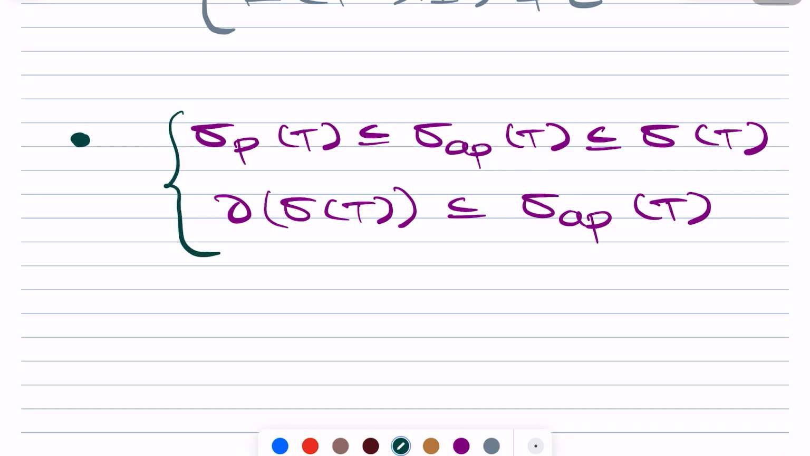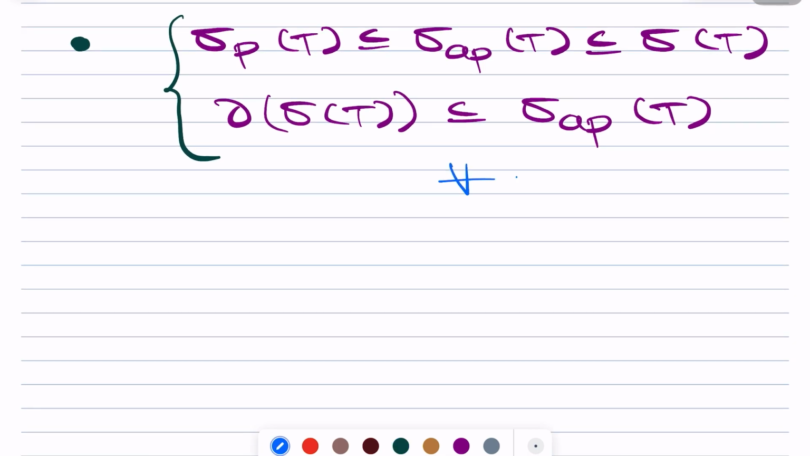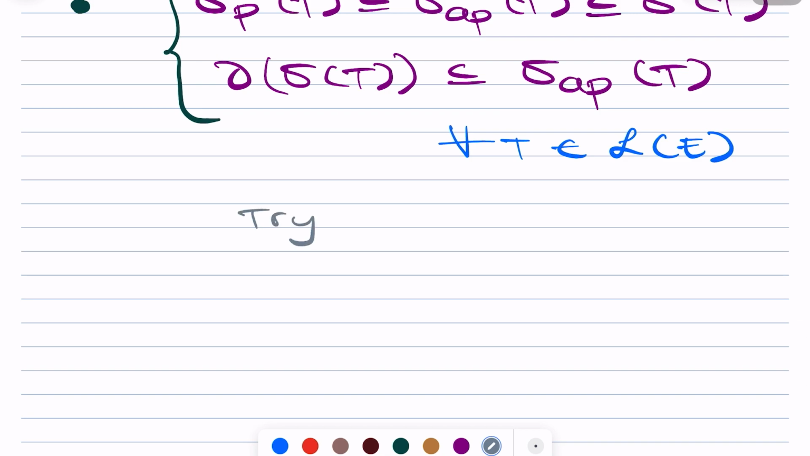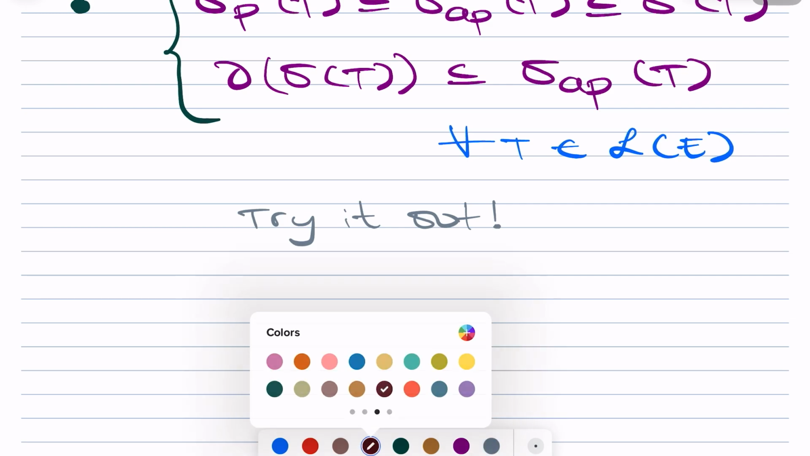And of course, this holds for every linear bounded operator. So this I leave to you. Try it out, and again, if you face any issue, feel free to drop your questions or queries in the comments, and I'll be happy to provide an answer. Okay, so now let's state our very first proposition.